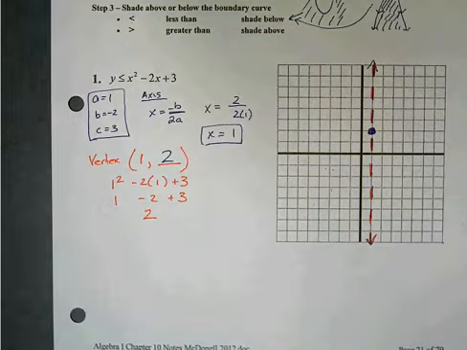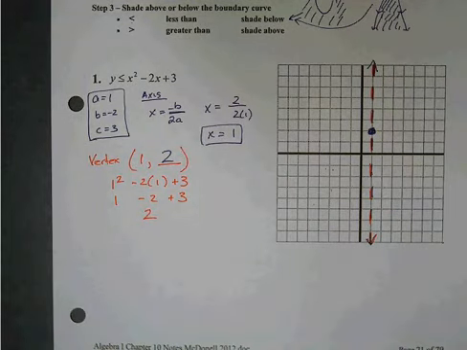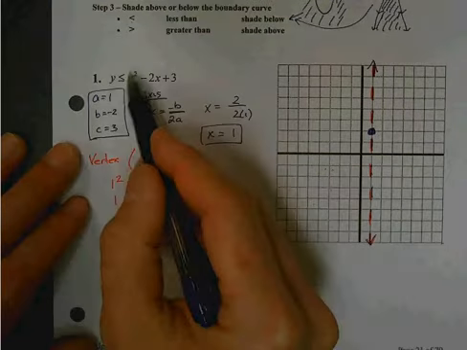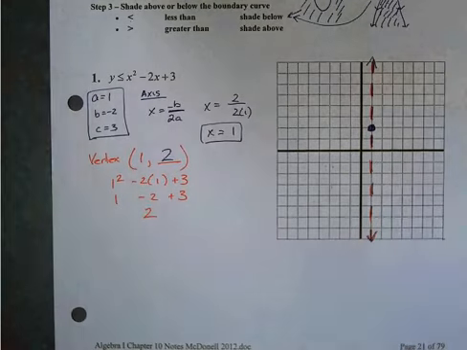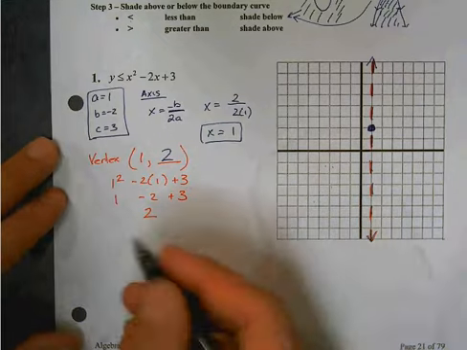All right, give me a thumbs up or a thumbs down. In your opinion, which way does this thing open? Which way does it open? Thumbs up, thumbs down. All right, Zach, why thumbs up? Why does it open up? Because it's positive. Okay, x squared is positive, so it opens up. So just realize that, it's going to open up.